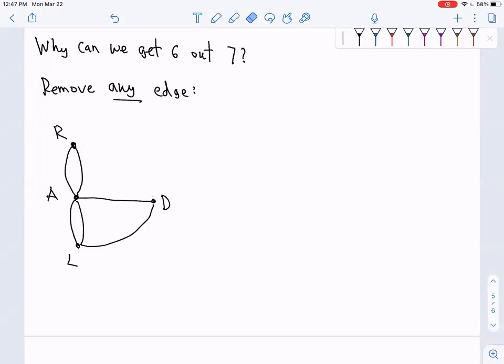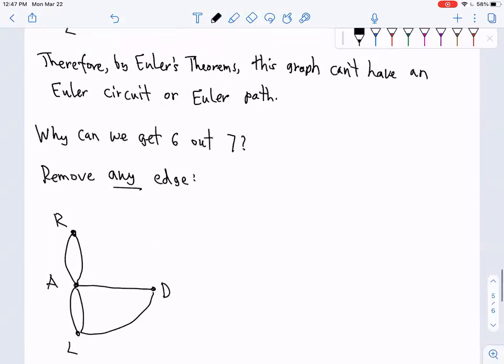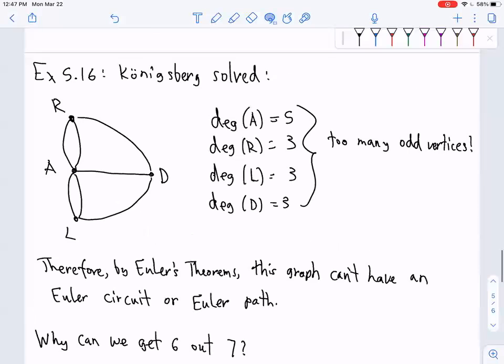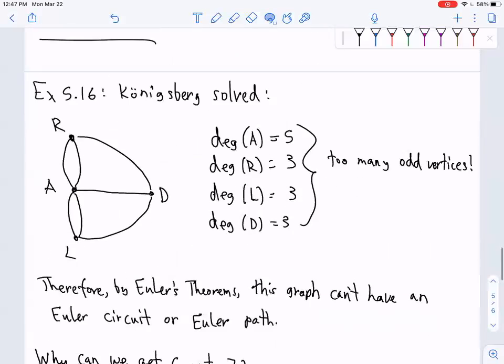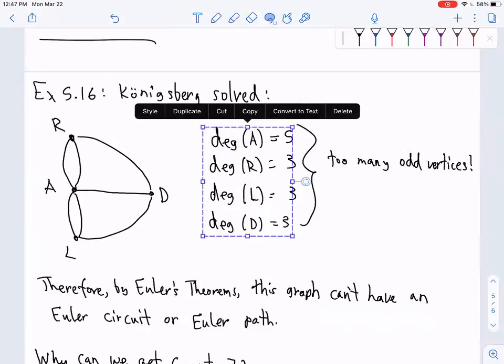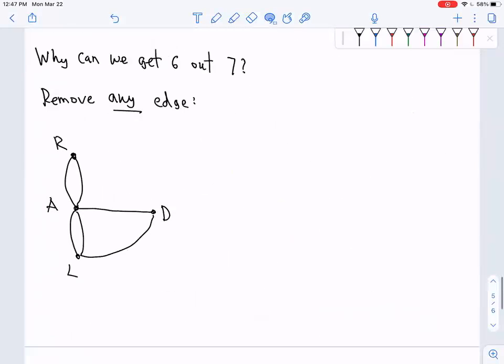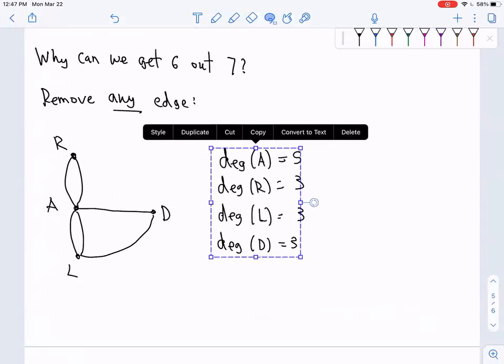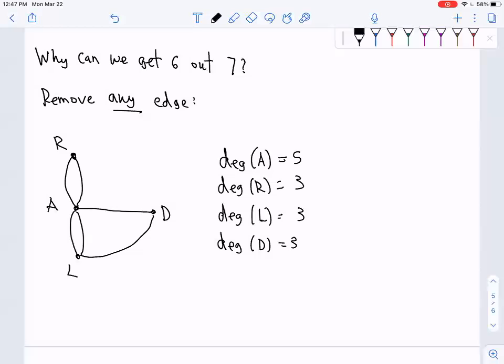We have 6 edges. And let me count the degrees now. So in fact, let me just copy over these degrees just to make it especially obvious what's happening here. Okay, these were the original degrees. So these are no longer right. What have I done now? Well, I didn't change anything between A and L. So those degrees are gonna stay the same, right? A still has degree 5, L has degree 3.